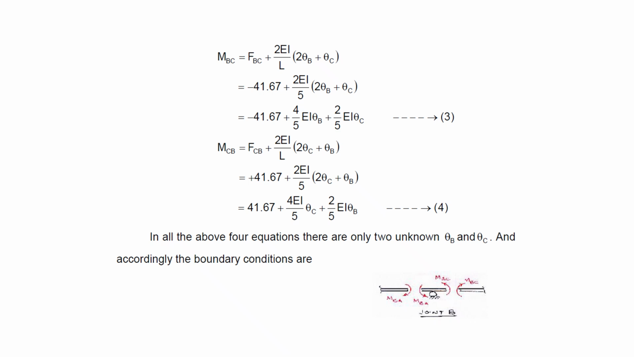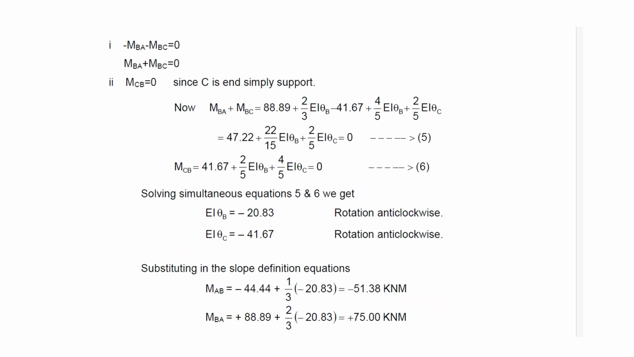Again, you write all the values, plus 41.672 EA by L, 2 theta C theta B, and you simplify this, you can get equation number 4. So there are 4 equations and 2 unknowns, theta B and theta C. And now we have to think about the conditions to solve the 2 unknowns.